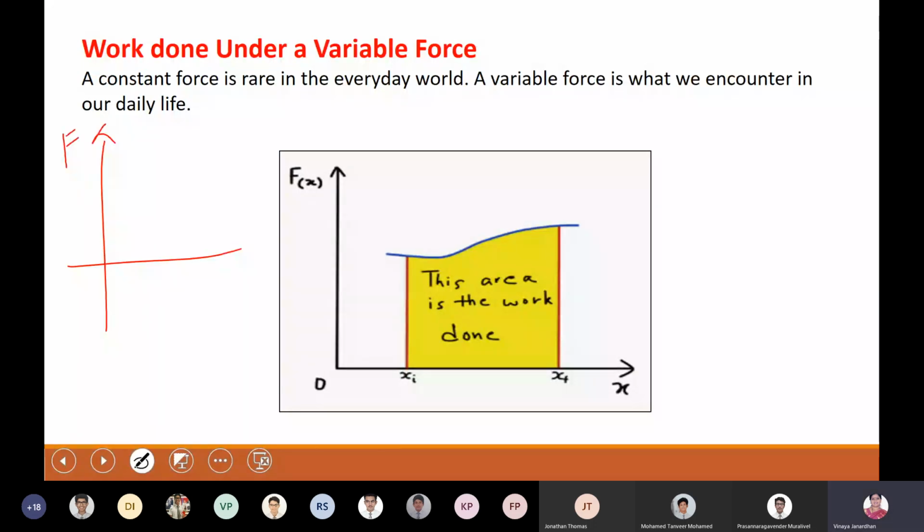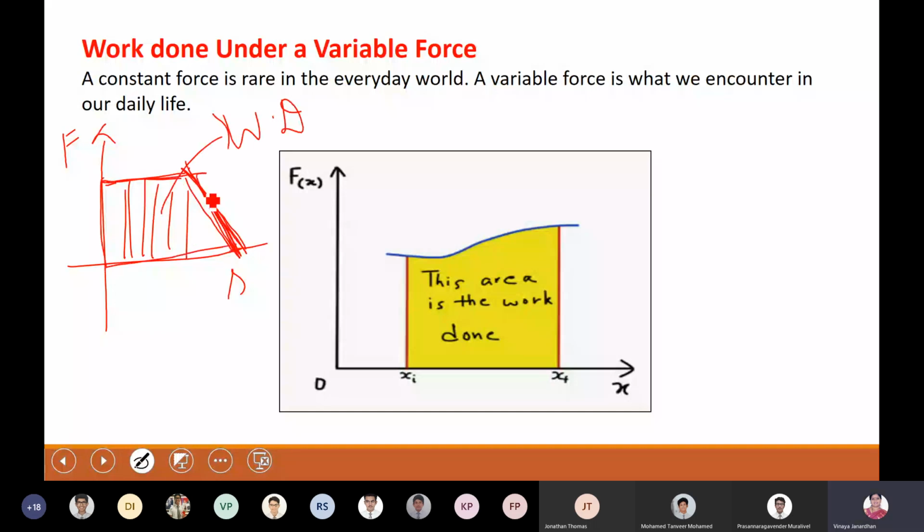Force versus displacement. Look at this. Now the area under this graph gives you the work done, and it is a clear dimension. It is a trapezium, or you can divide it into a rectangle and a triangle. It's a regular figure, when the force acting on the body is a constant force.